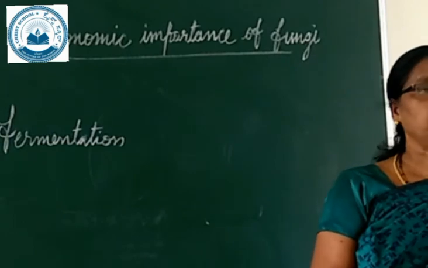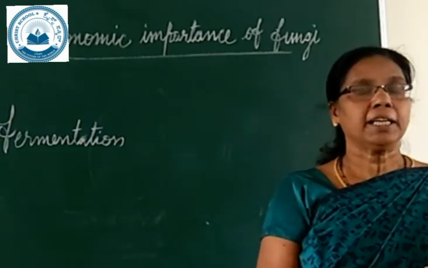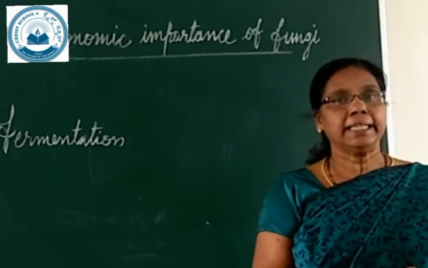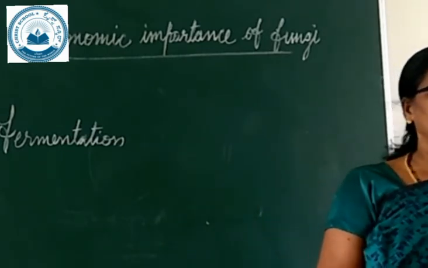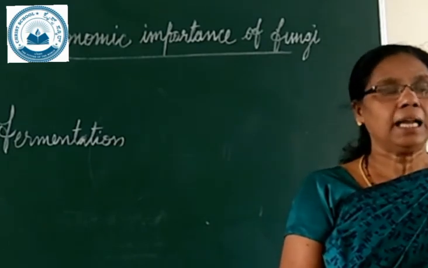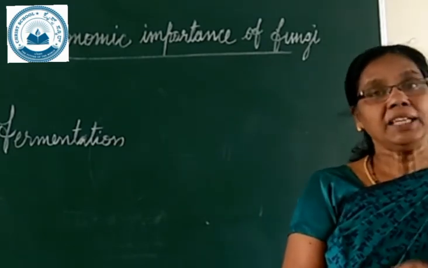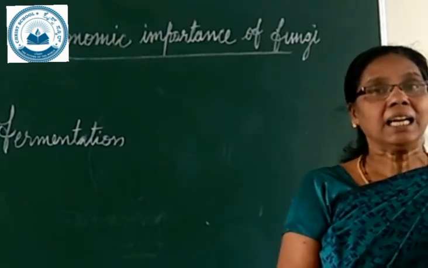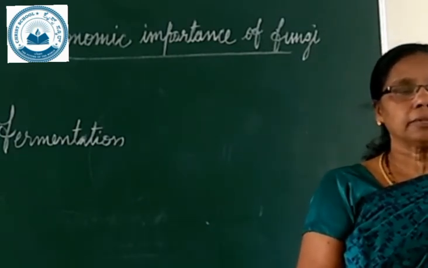So already you know the equation of anaerobic respiration: C6H12O6 gives what substance? C2H5OH, that is nothing but ethyl alcohol, by liberating which gas? Carbon dioxide gas. So carbon dioxide is released during this process.